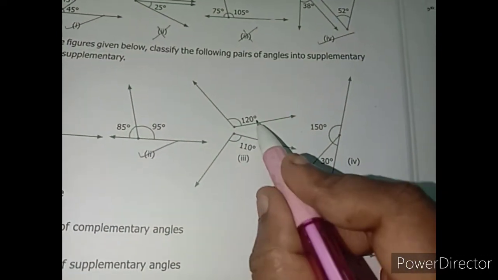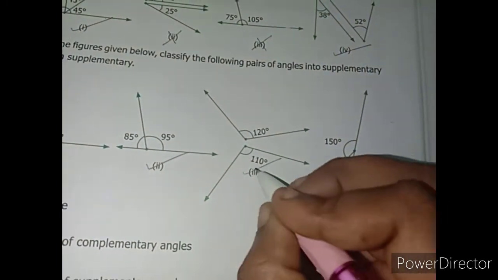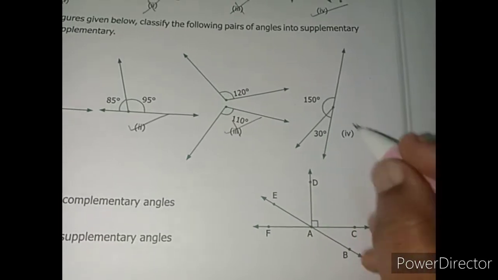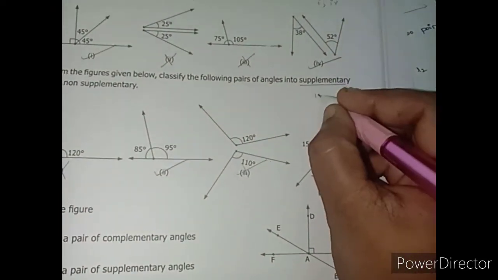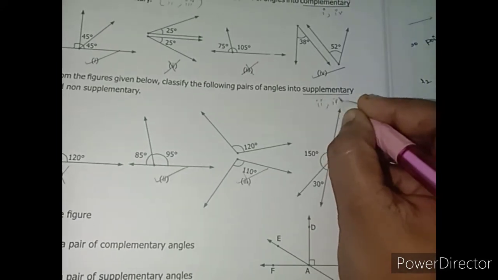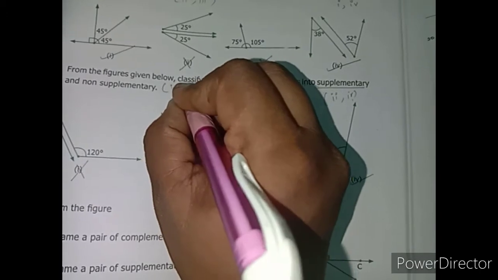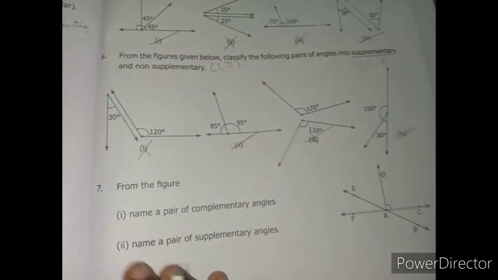Here 120 and 110, it is more than 200. So it is non-supplementary. See this one, 150 plus 30, it is a supplementary. So the supplementary angle are subdivision 2 and 4. Non-supplementary is 1 and 3. Okay. See the next question.